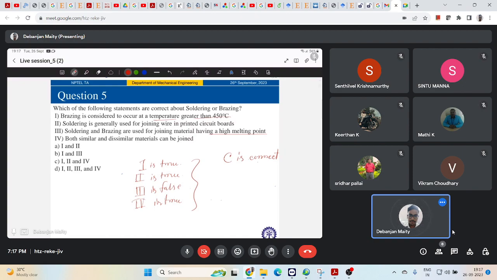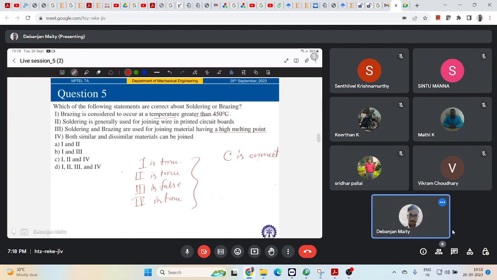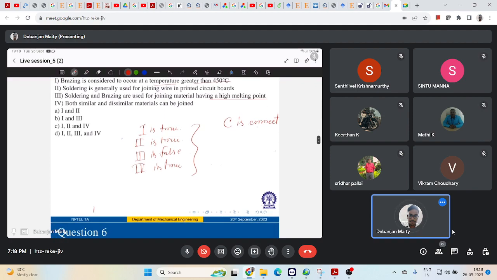All agreed, right? I'm moving fast because we have numericals at the end. Should I move to the next question or do you have any question? Okay.